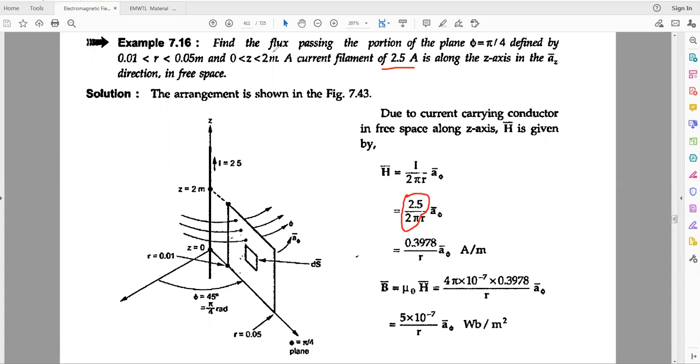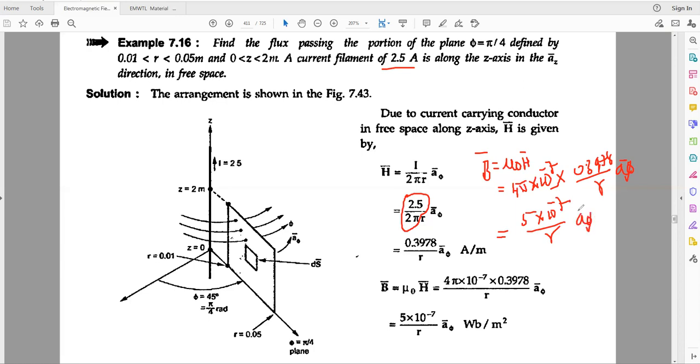But they are asking for the flux passing. Flux is related to the B bar, the magnetic field. Magnetic flux density B bar is equal to mu naught into H bar. What is mu naught? 4 pi into 10 to the power of minus 7, into the given H, we get 0.3978 by R into A phi bar. Simplify this function. The B bar we got is 5 into 10 to the power of minus 7 by R into A phi bar. Okay, we got the B bar also.